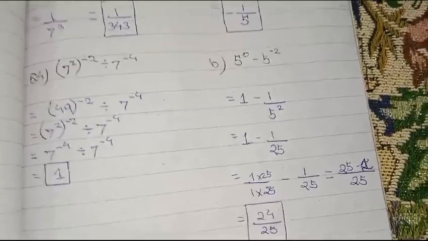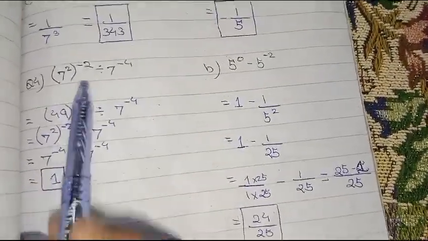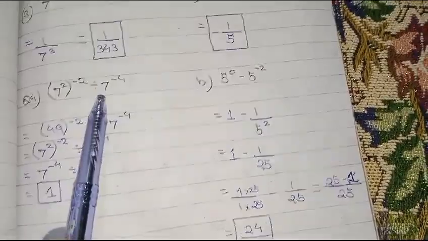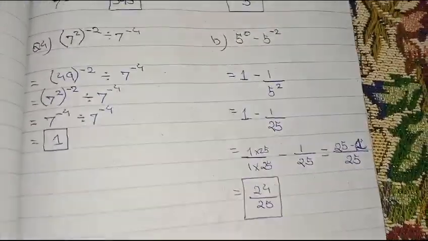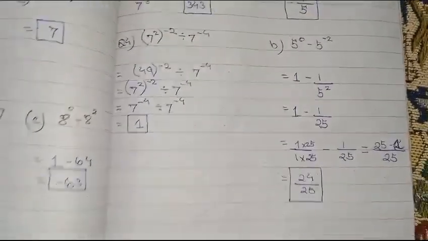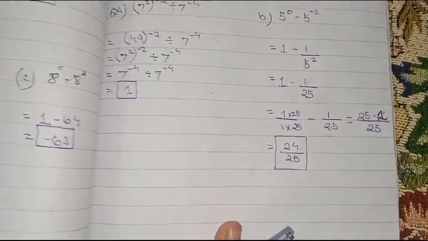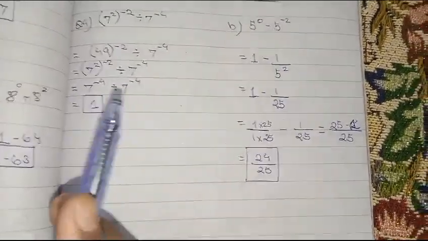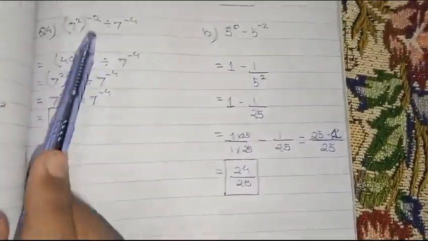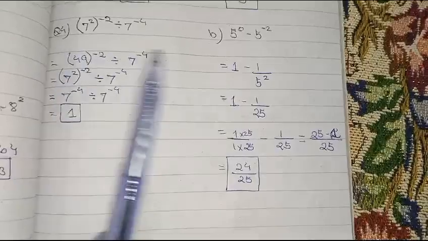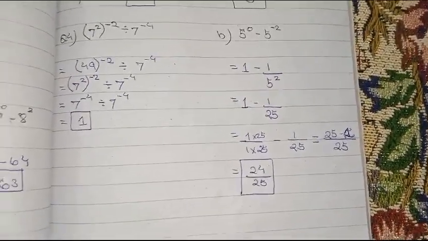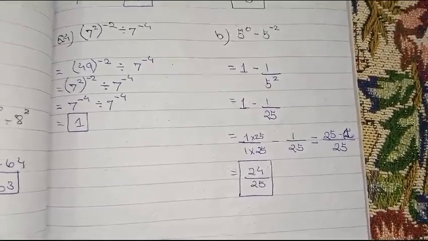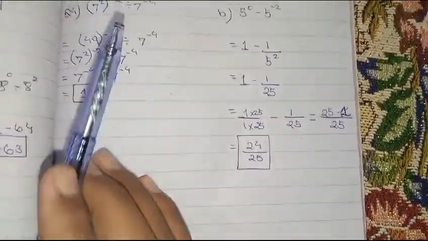Moving on to the next question, which is 7 square in brackets power minus 2 divided by 7 power minus 4. We have to change the bases, because 7 square is 49. We have to first expand and then change the base, and several laws are applied over here, so we will take them step by step. So 7 square is 49.